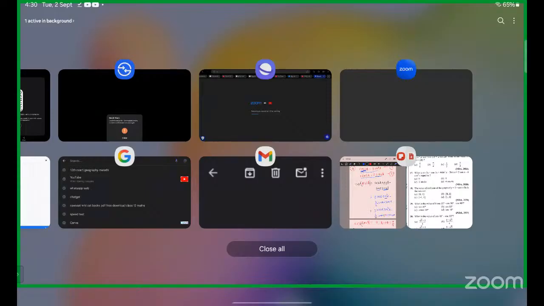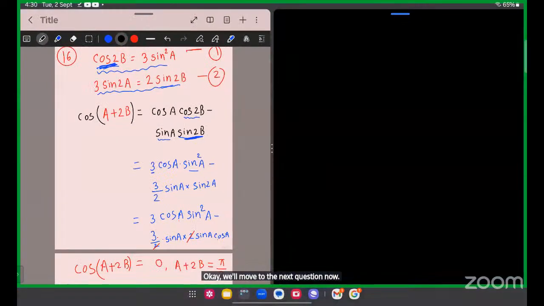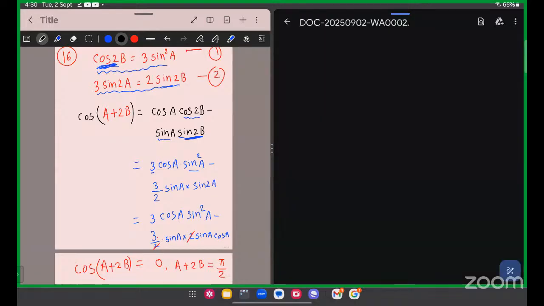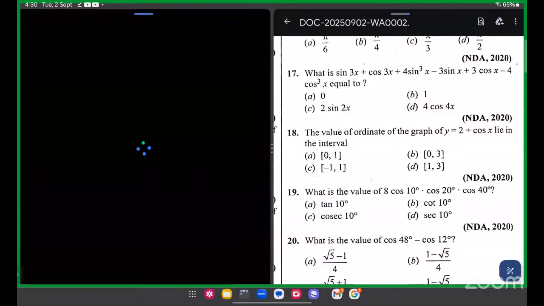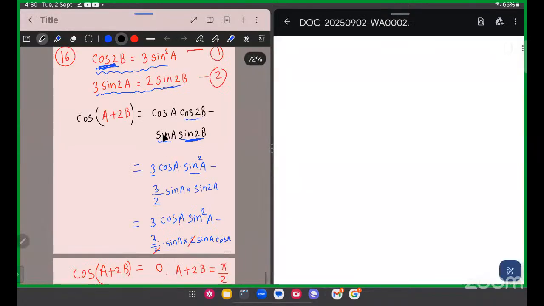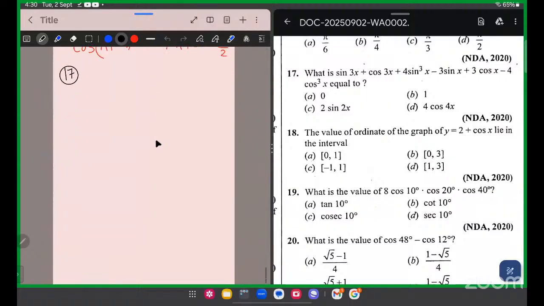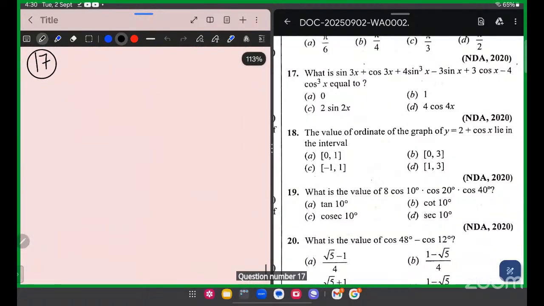Okay, we'll move to the next question now. Question number 17. What is sine 3x plus cos 3x? Let me write the question.